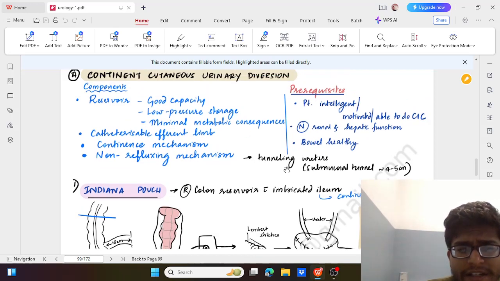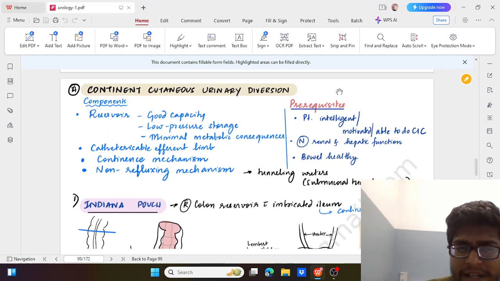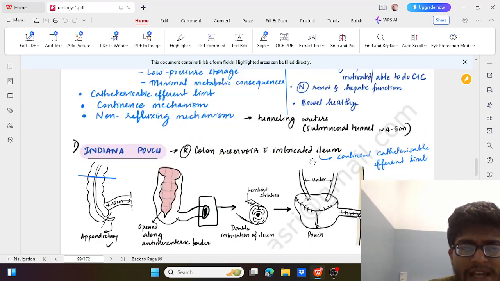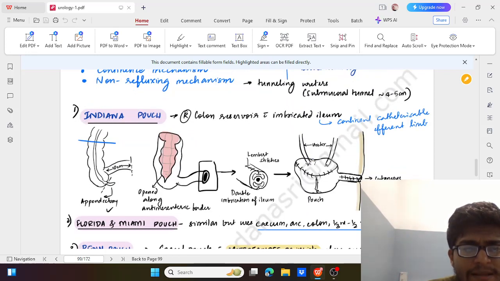The non-refluxing mechanism is done through tunneling the ureter, that is, a submucosal tunnel of around 4 to 5 centimeters. What are the prerequisites? The patient should be intelligent, motivated and able to do CIC, that is clean intermittent catheterization, to evacuate the bladder if required. Kidney and hepatic reserve should be there, functioning normally, and the bowel should be healthy. Now we'll be seeing some of these types.